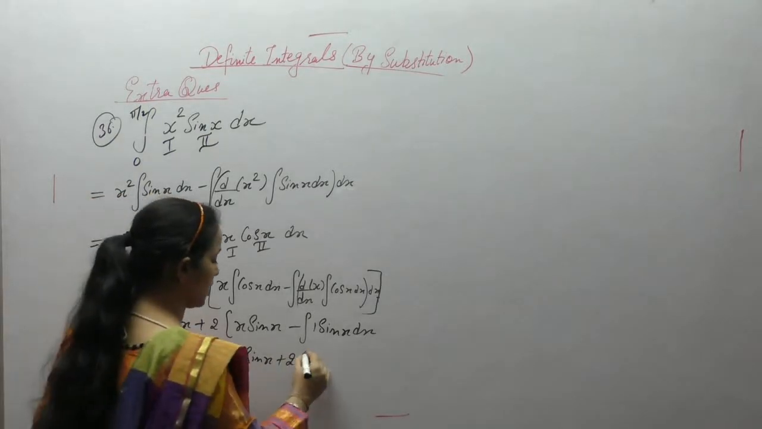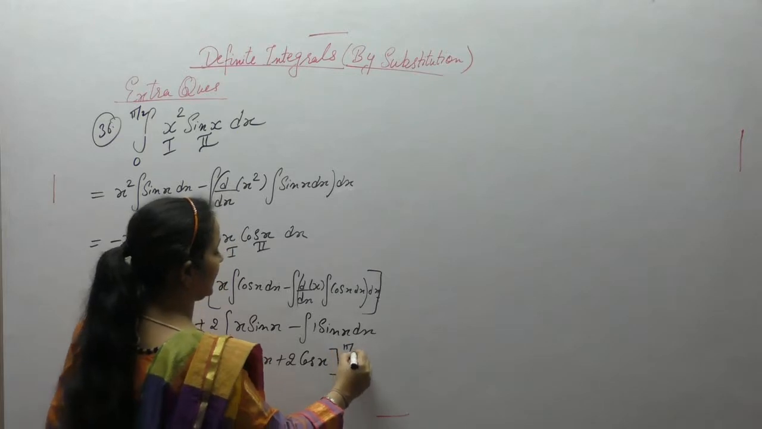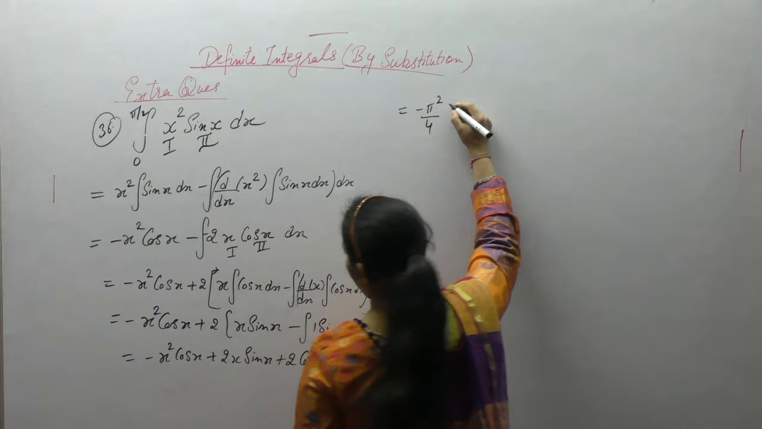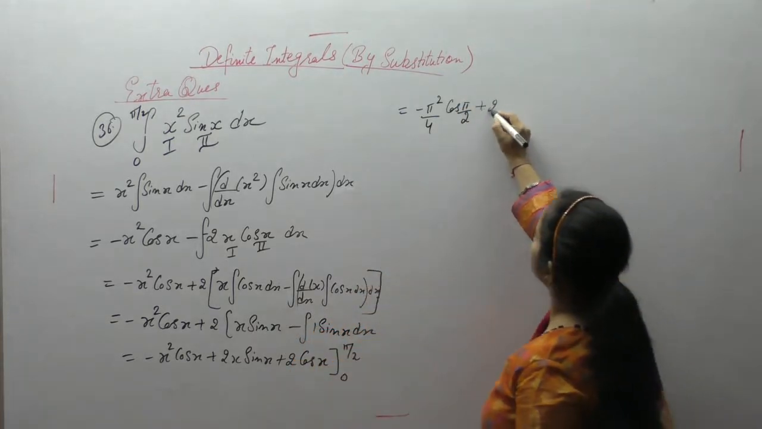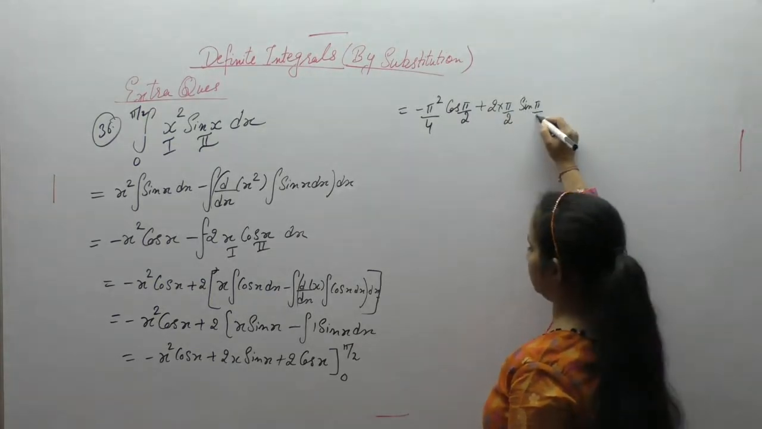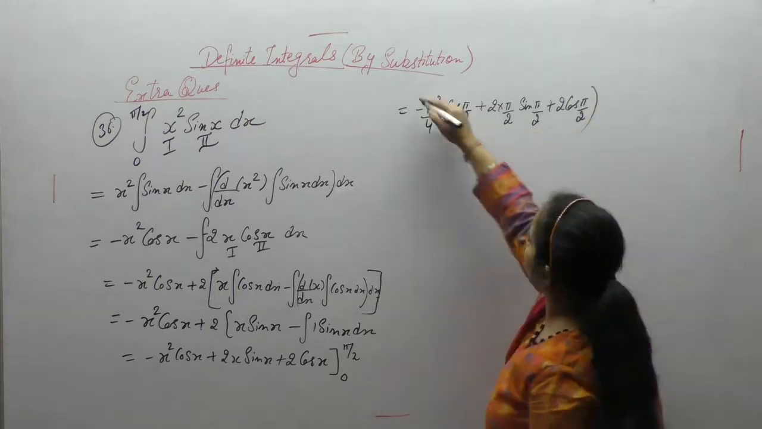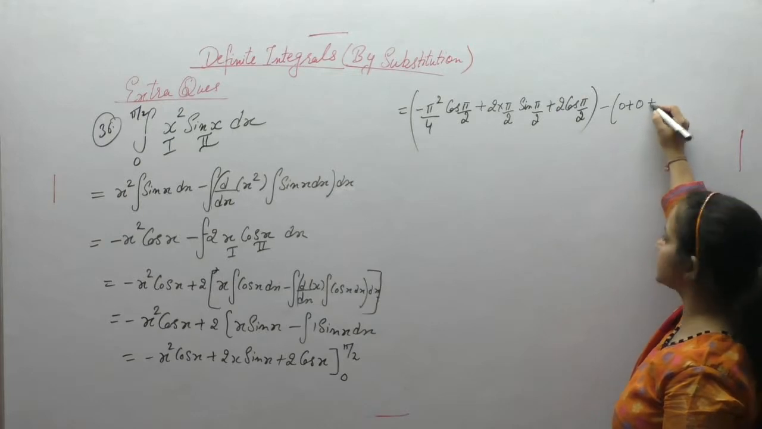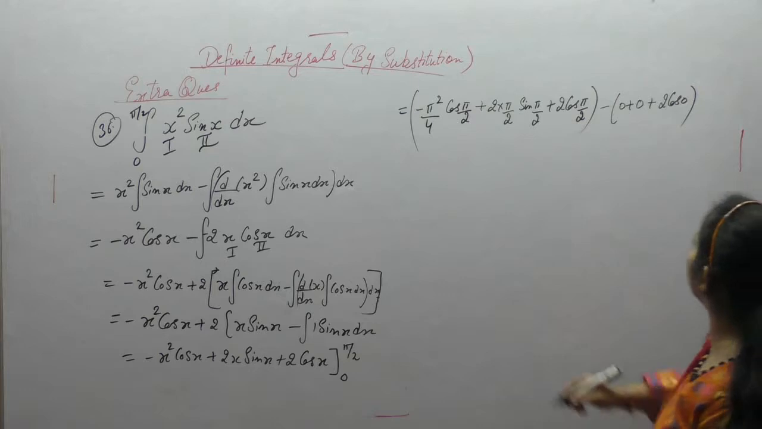Is minus cos, and the limit is 0 to pi by 2. Minus pi square by 4 cos pi by 2 plus 2 into pi by 2 sin pi by 2 plus 2 cos pi by 2. Now put the lower limit. X square is 0, x is also 0, plus 2 cos 0.